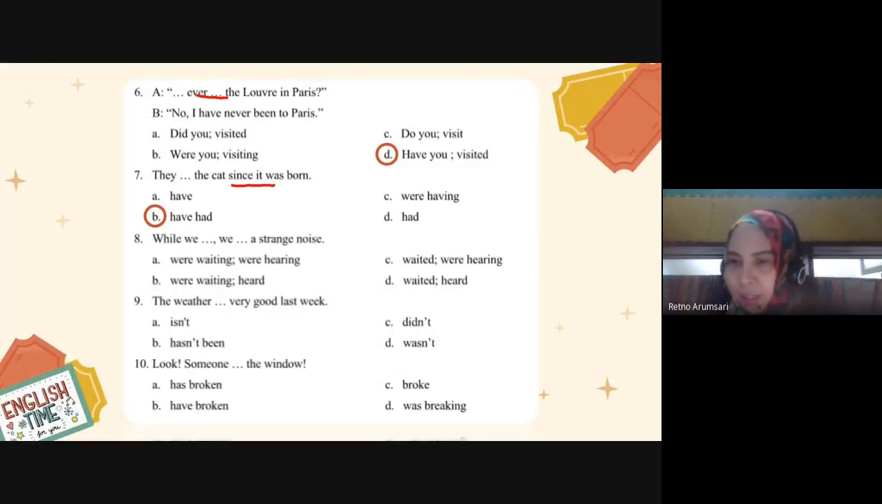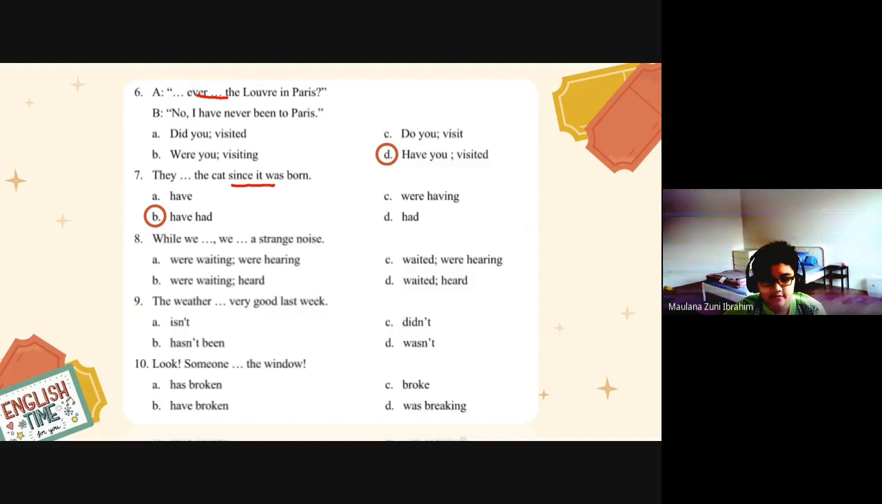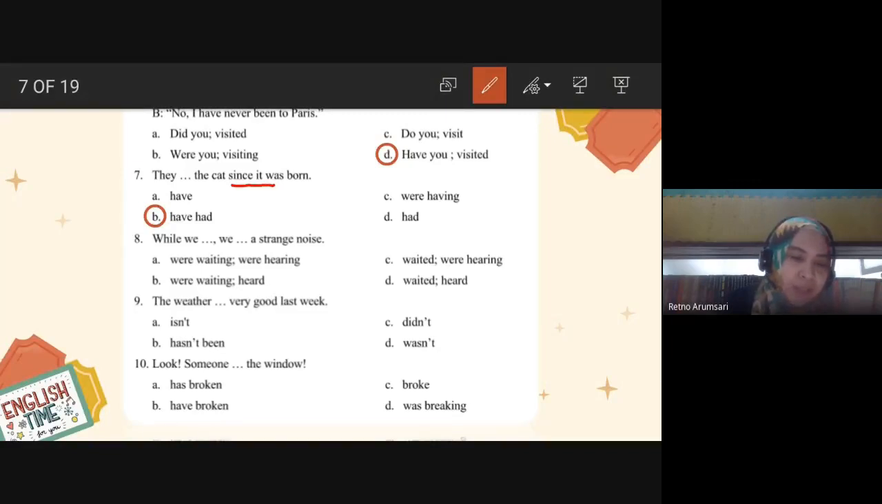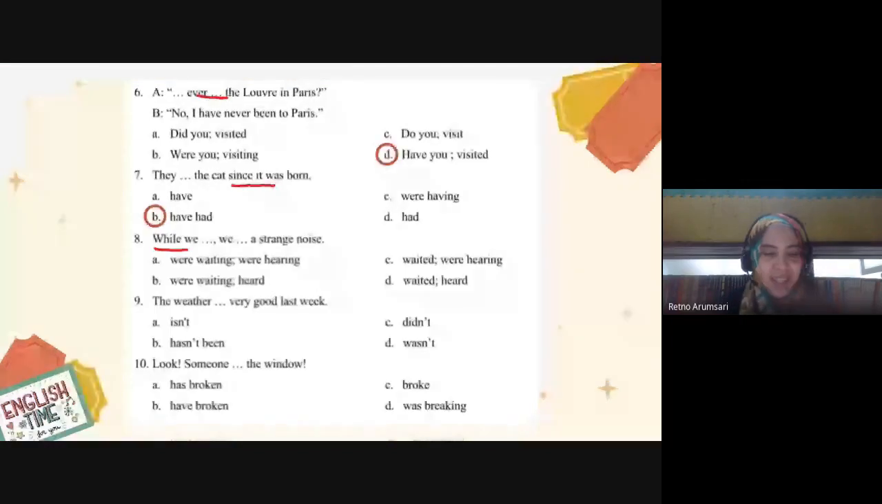Okay, thank you. And next is Maulana Baim. Number 8, Baim. While we were waiting, we heard a strange noise. Yes, while we were waiting, we heard a strange noise. Past continuous and past simple. How do you know? Let's underline the clue together. The clue is while. Okay, 6E.